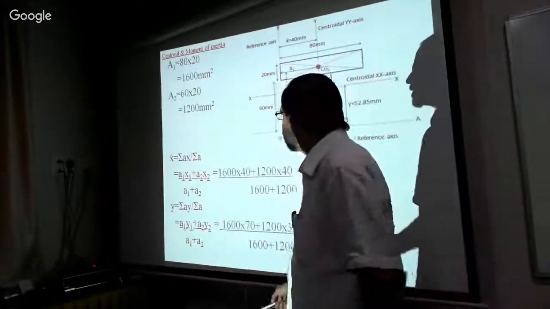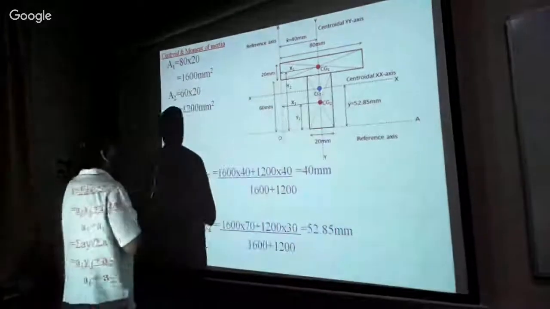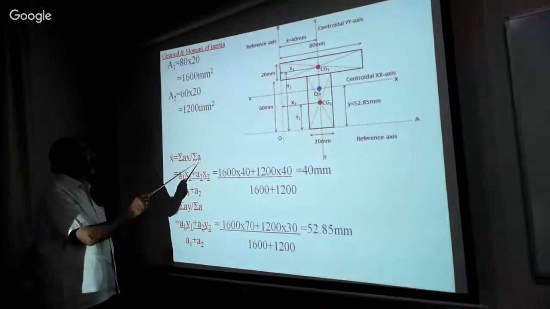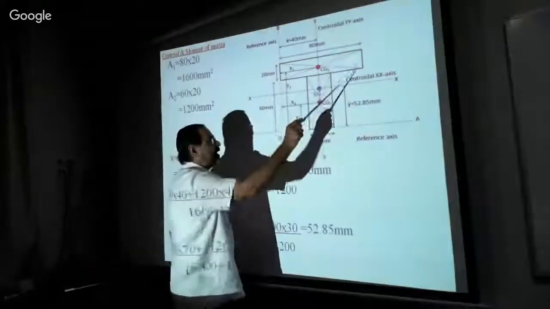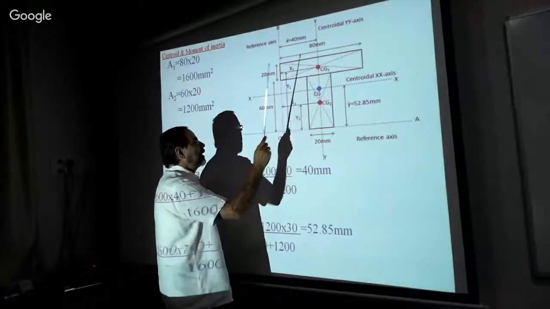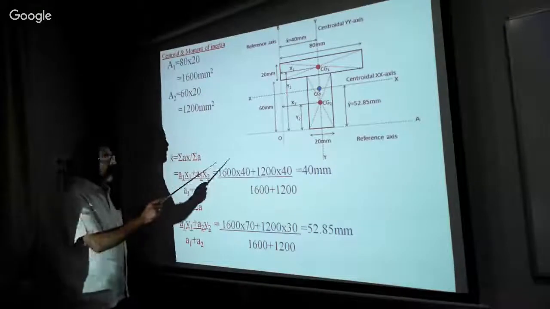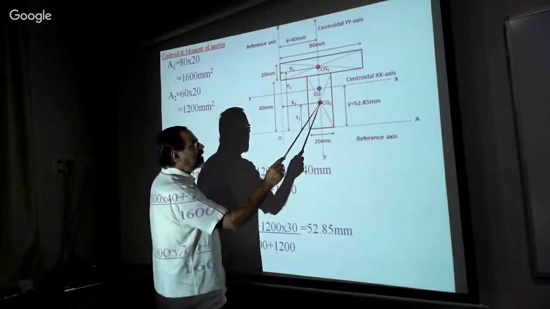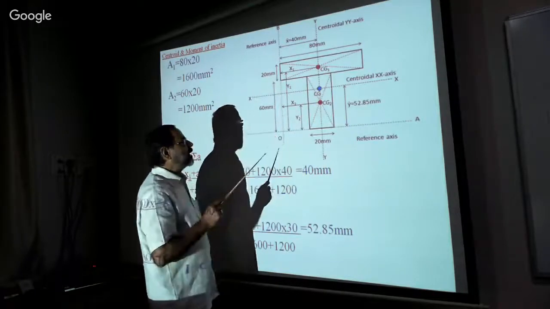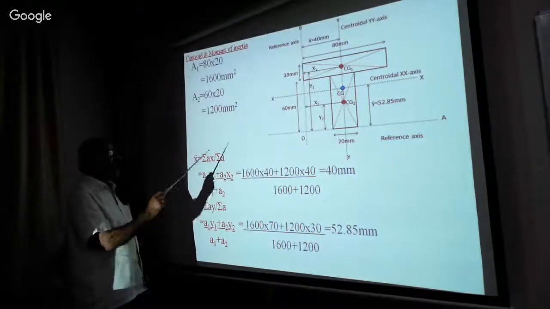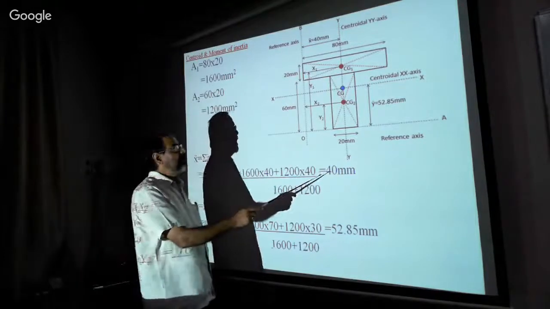Now whatever I have explained, I have printed here. See sigma Ax by sigma A. A1 is the area of figure 1, and x1 is the distance of the centroid of figure 1 from the reference. Similarly, A2 is the area of the second figure, and x2 is its distance from the reference OB. So A1 x1 plus A2 x2 divided by A1 plus A2 gives x bar.